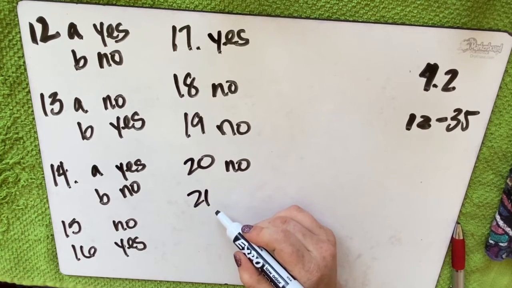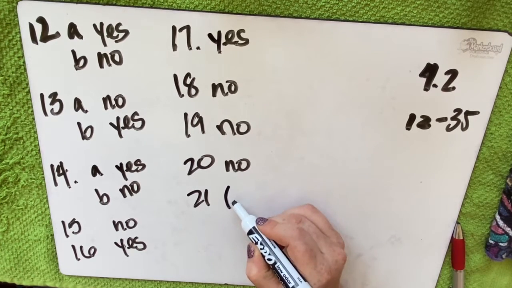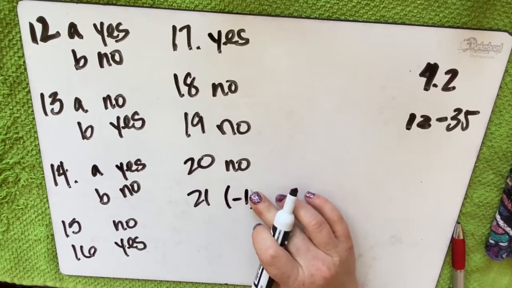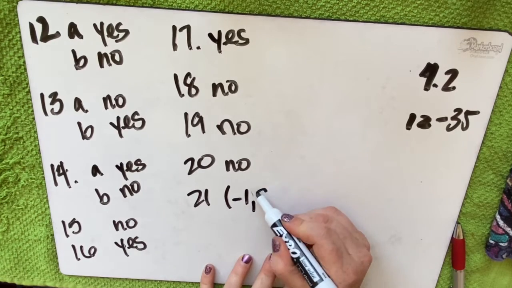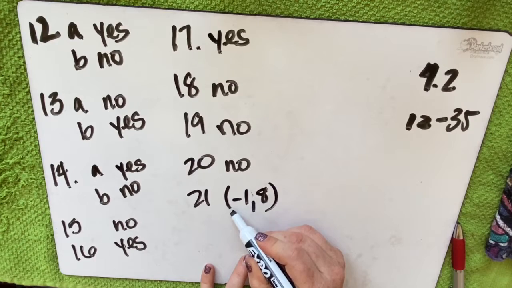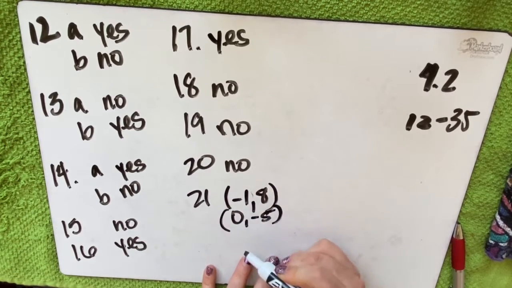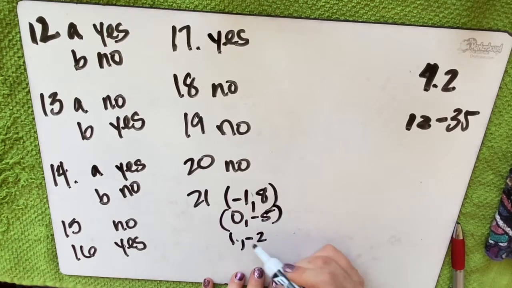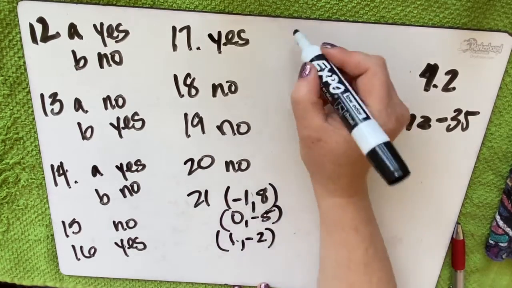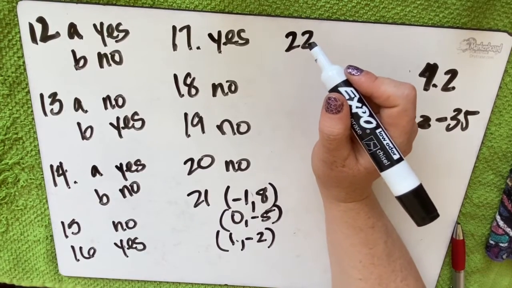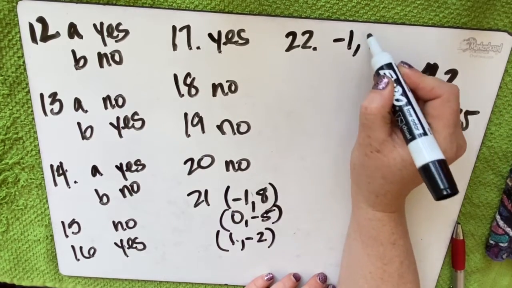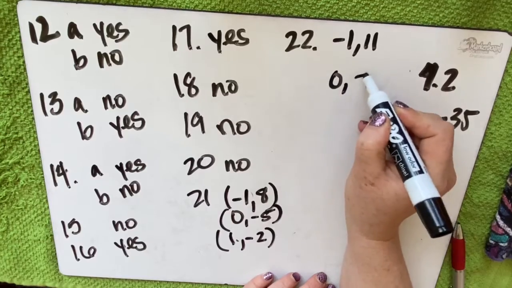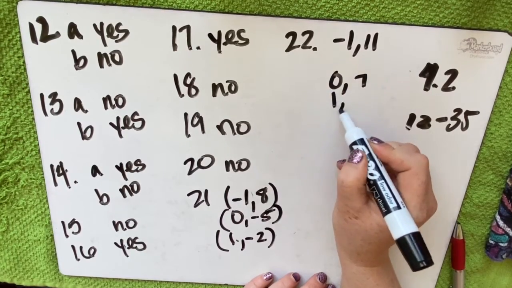21, -1. Oh. Now, if you have other ones, but you have to have at least one of these, okay? 8, 0, -5, and 1, -2. Okay? 22. -1, 11, 0, 7, 1, 3.